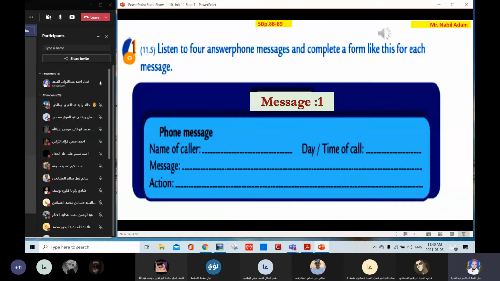Now, you are going to listen to four answer phone messages and complete a form like this for each message. You can hold a piece of paper or you can open your notebook. Please listen to four messages. What are you going to do? You are going to write down notes: name of the caller, the message, the action, and day and time of the call.